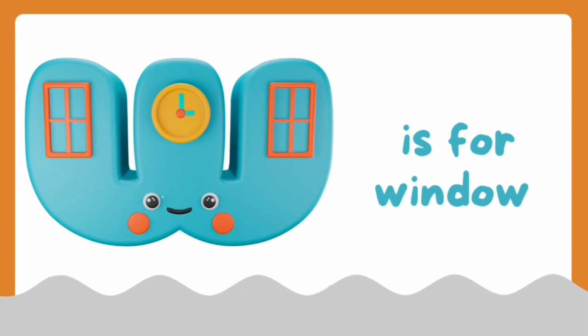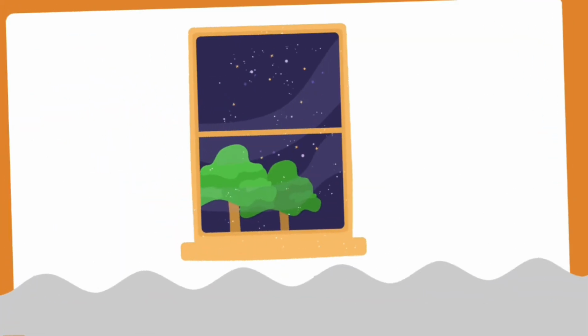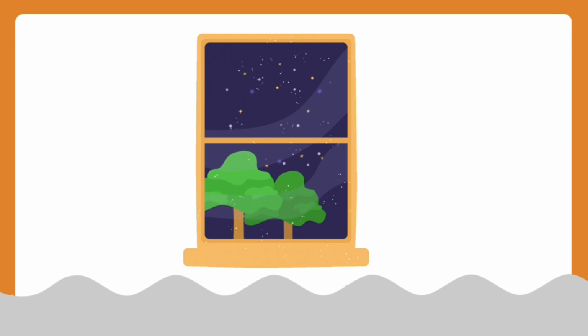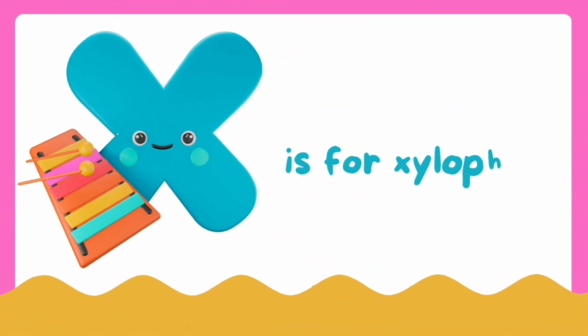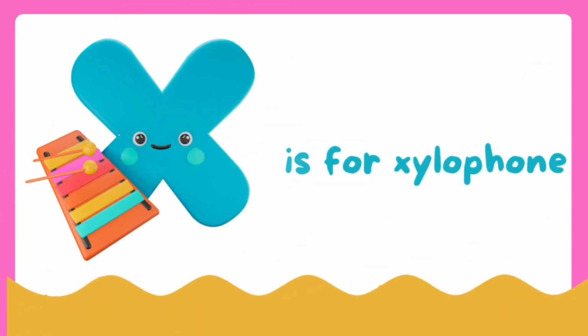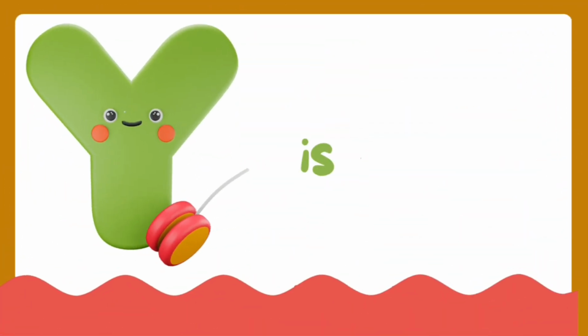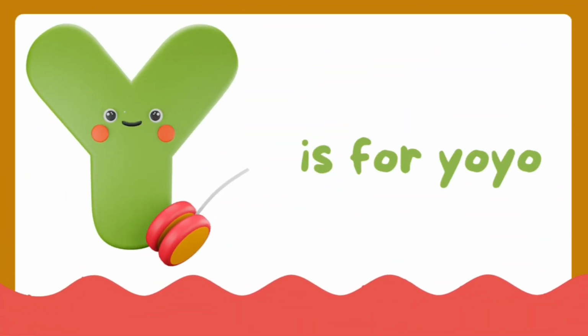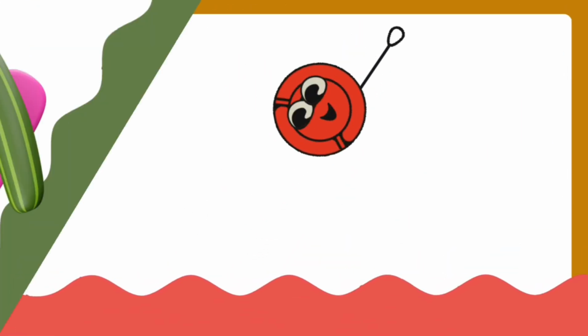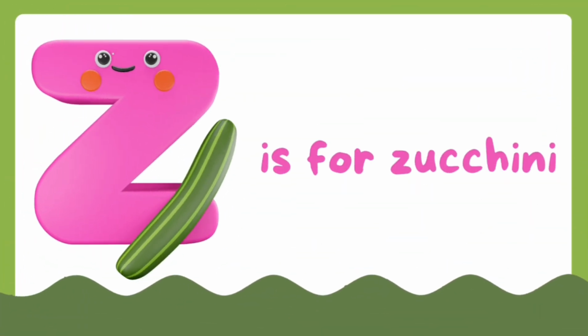W is for window. X is for xylophone. Y is for yo-yo. Z is for zucchini.